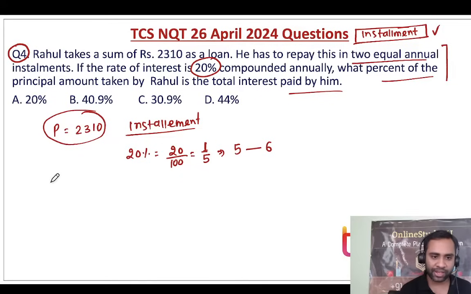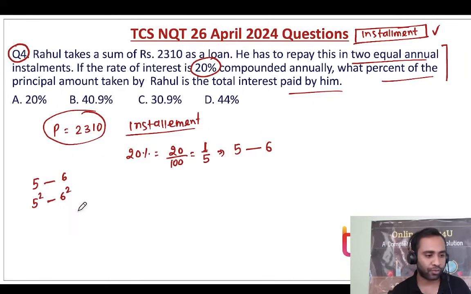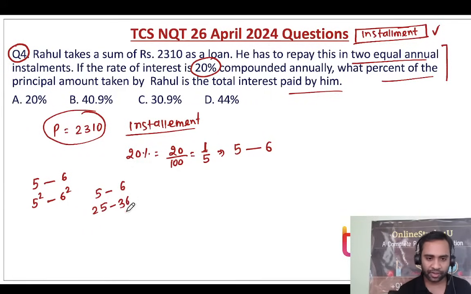They're talking about two equal installments. So write it like this: 5 to 6, and then 5 square to 6 square. Second installment means we have to do a square, third installment means we have to do a cube. So 5 to 6, and here it will become 25 to 36. Your installment should be the same, so I'll multiply by 6 here and by 5 there, because the installment will never change.